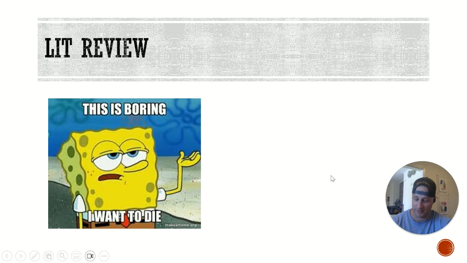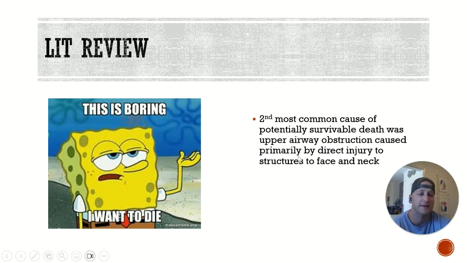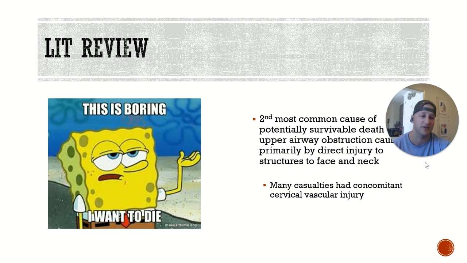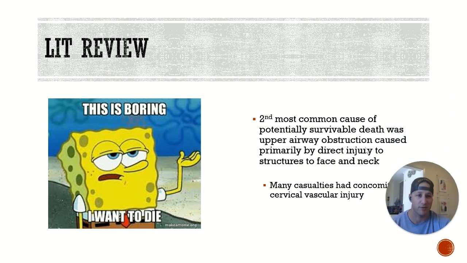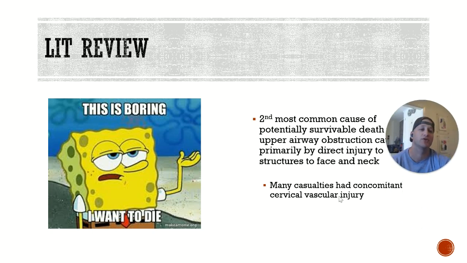All right, and everybody's eyes are glazing over from the lit review, but a couple more things. This is like the second most common preventable cause of potentially survivable death: upper airway obstruction caused by injury to the structures of the face and neck. Although it is only 8%, it is the second most common cause, so it is a big problem. It's something we definitely have to deal with. Many of the casualties in this study had also concomitant cervical vascular injury, so injuries to the vessels in the neck. And so something to remember is that you can have massive hemorrhage and airway as a two-factor phenomenon.